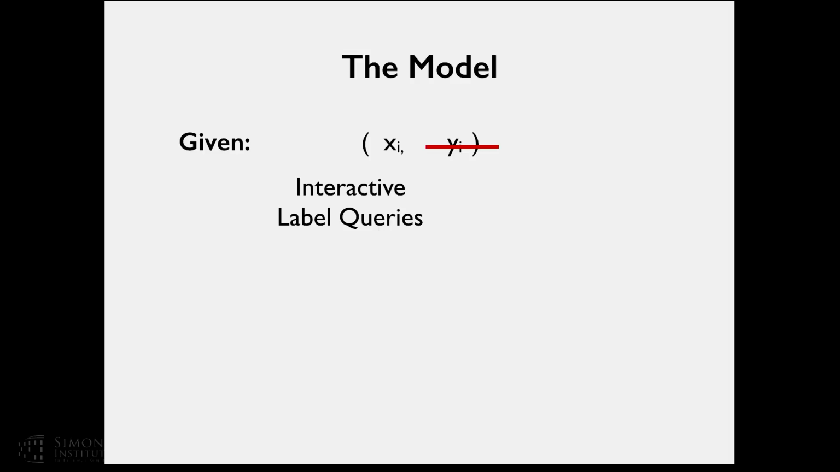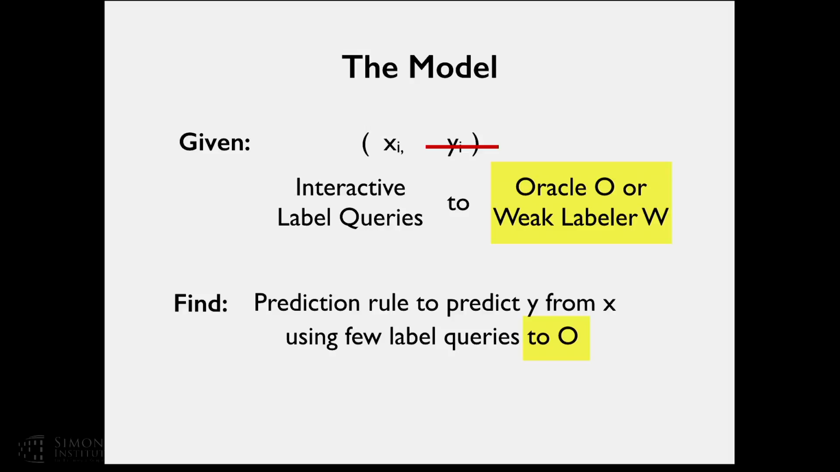So going back to our model, what does this mean for our model? We again have a bunch of Xi's, and we are allowed to make interactive label queries. These label queries could be to the oracle O, which you can think of as the doctor, or to the weak labeler W, or to both if you want. Your goal is to find a prediction rule to predict Y from X using few label queries to O. As a simplifying assumption, we are assuming that queries to W are essentially free. What we'll see is that we won't need that many queries to W, so it won't be worse than standard active learning. So we are assuming that queries to W are essentially free, but we want to use as few label queries to O as possible.